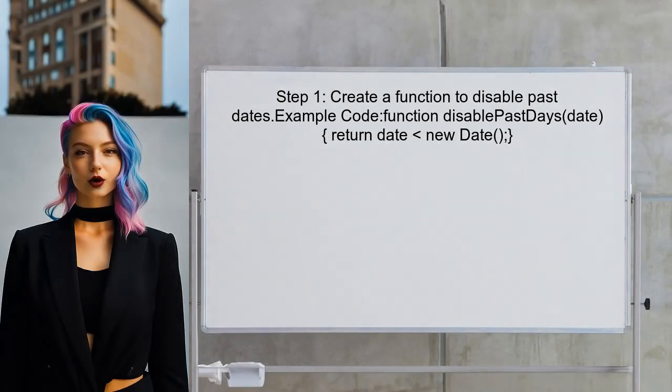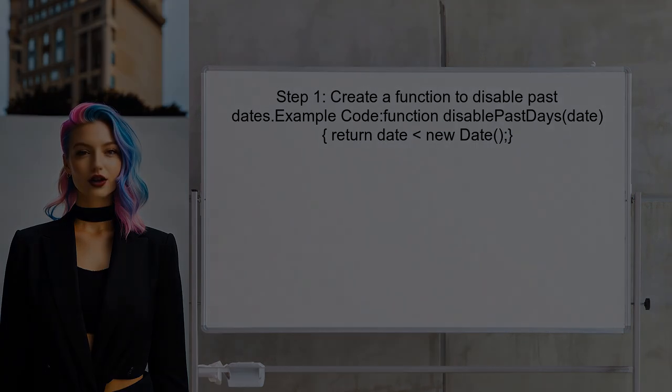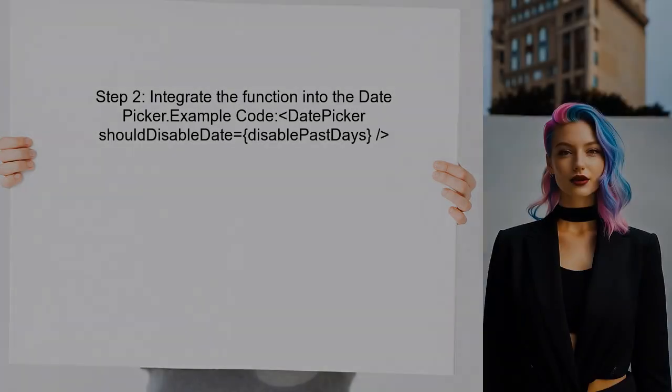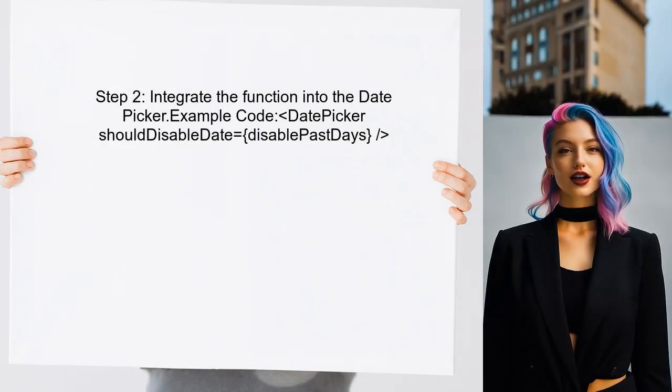To disable past dates in the Material UI Date Picker, the user should start by creating a function that checks if a date is in the past. This function will return true for past dates and false for today and future dates. Next, the user needs to integrate this function into the Date Picker component. This is done by passing the function as a prop called shouldDisableDate to the date picker.